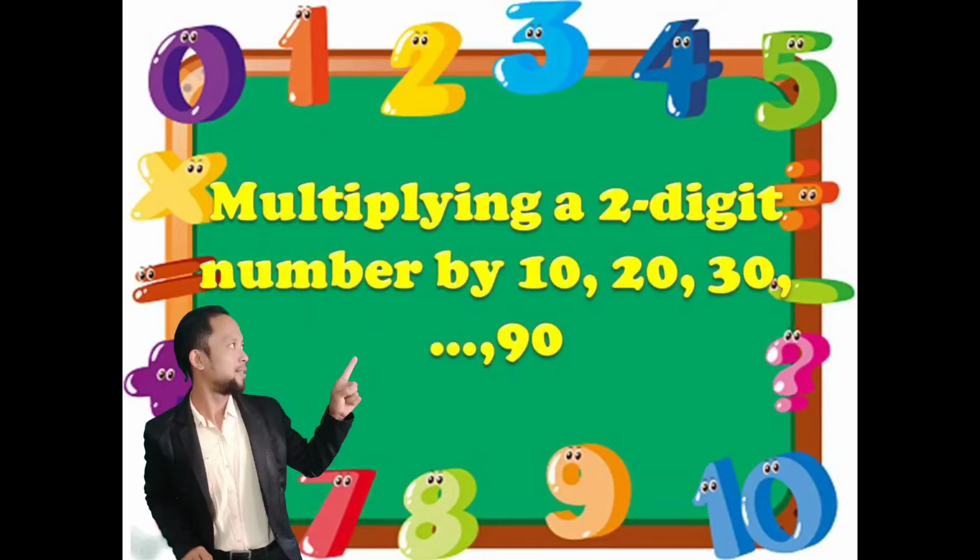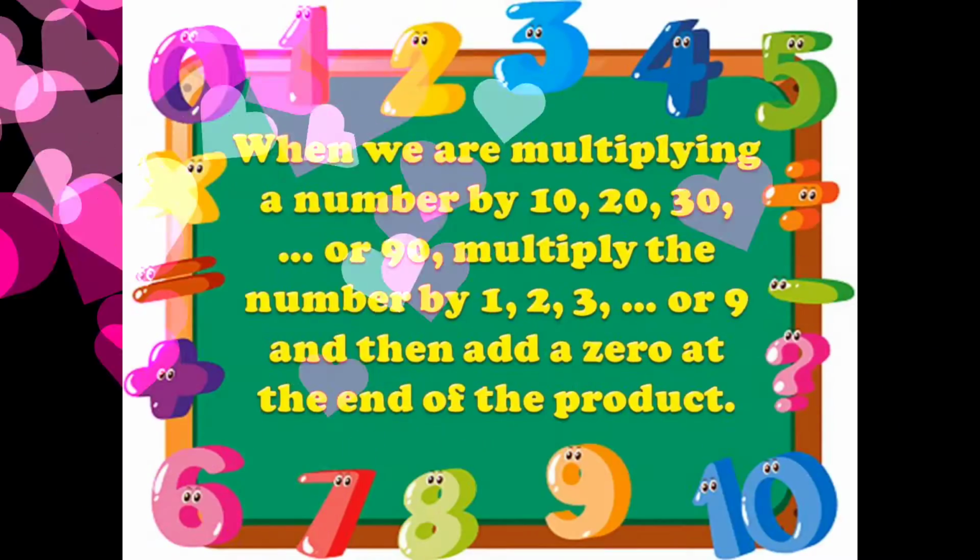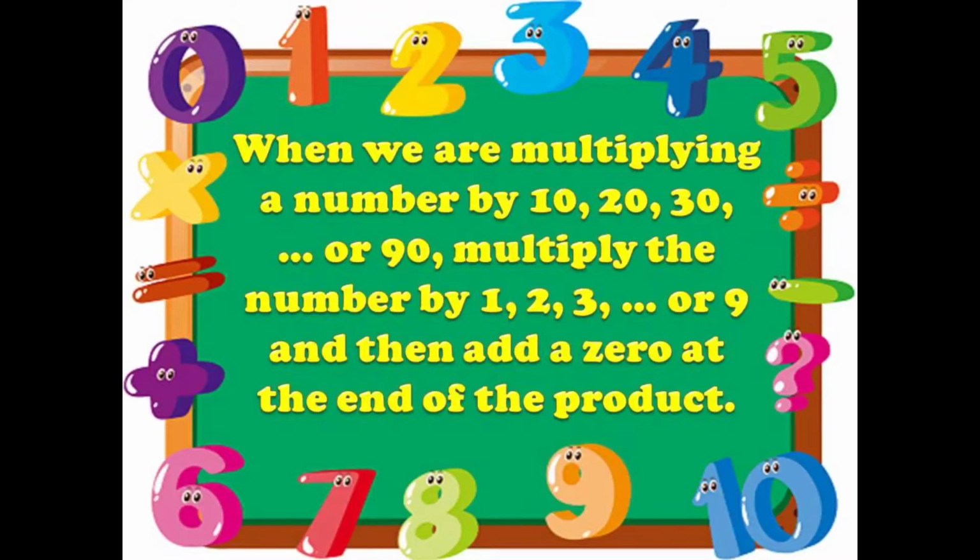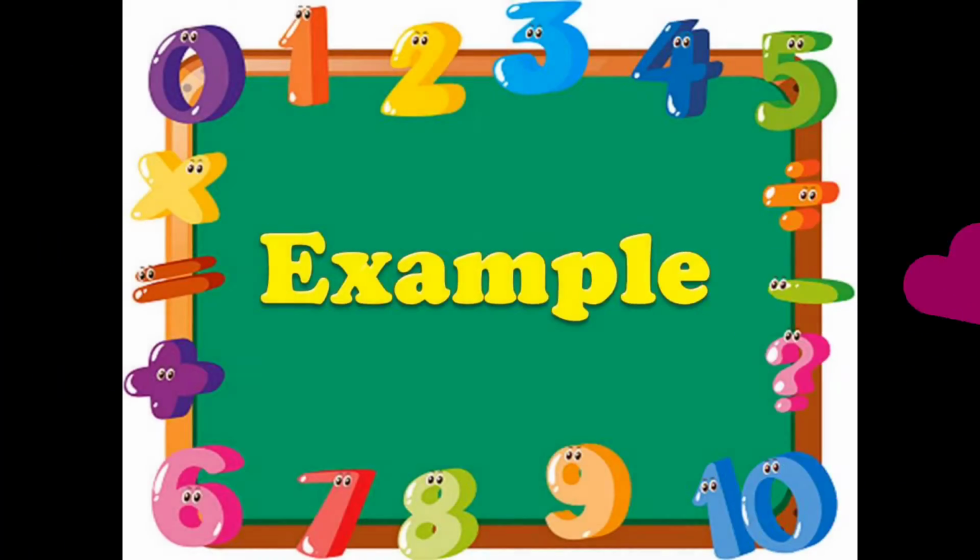So we should first study how to multiply a two-digit number by 10, 20, 30, until 90. When we are multiplying a number by 10, 20, 30, or until 90, multiply the number by 1, 2, 3, or until 9, and then add a 0 at the end of the product. So here are some examples.